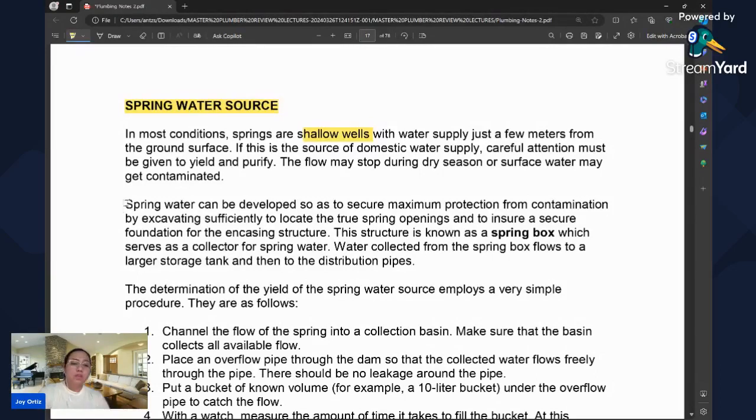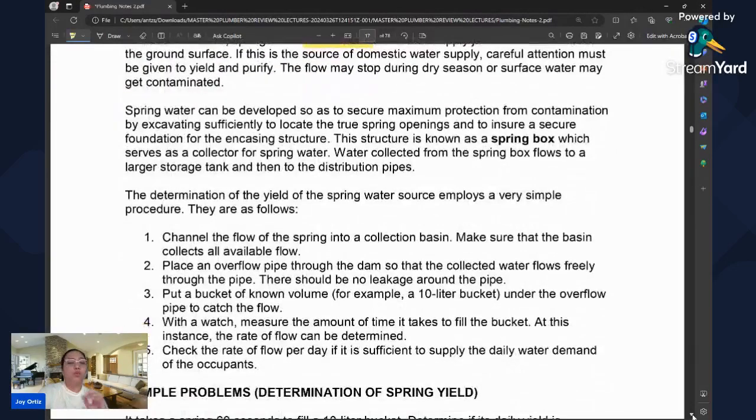Spring water can be developed so as to secure maximum protection from contamination by excavating sufficiently to locate the true spring openings and to ensure a secure foundation for the encasing structure. This structure, we call that a spring box, which serves as collector for spring water. Water collected from the spring box flows to a larger storage tank and then to the distribution pipes.